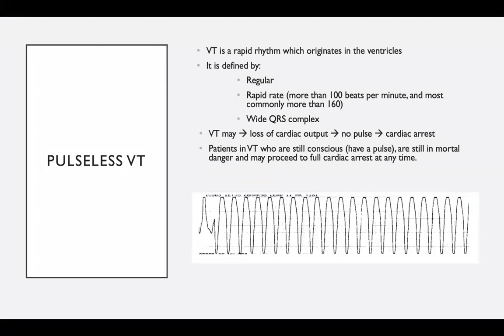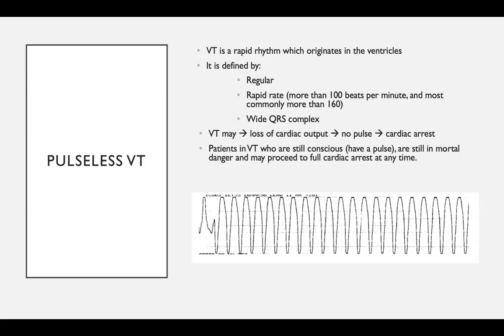So here you can see a picture of ventricular tachycardia or VT. So VT is a rapid rhythm that generates in the ventricles. It's defined by a regular rhythm with a rapid rate, usually more than 160 beats per minute, and a wide QRS complex, as I mentioned. There are two types of VT. So VT may lead to loss of cardiac output with no pulse, in which case it's pulseless VT, and that's a cardiac arrest. You need to start CPR.